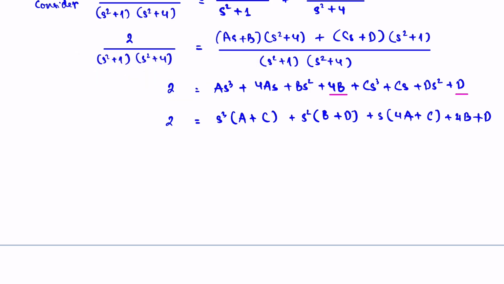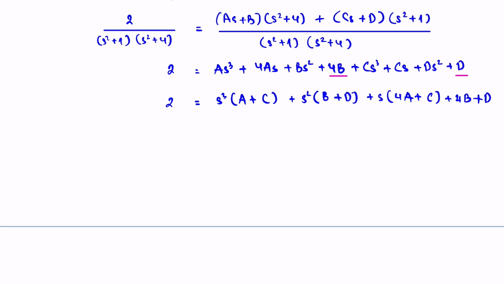Now to find the values of a, b, c, and d, you match the coefficients of powers of s. So what is the coefficient of s cubed on the left hand side? You don't see any s cubed on the left hand side, so a plus c has to be equal to 0. You don't see any s squared on the left hand side, so b plus d has to be equal to 0 as well. And of course, you don't see any s on the left hand side, so 4a plus c has to be equal to 0. However, you have 4b plus d by itself, without any s attached to it. It's going to be equal to 2, because the 2 stands by itself without any s.